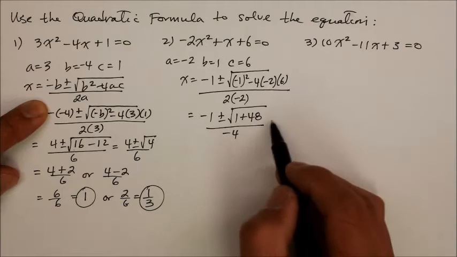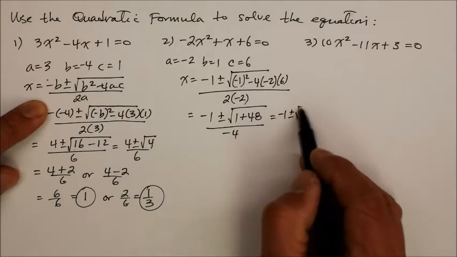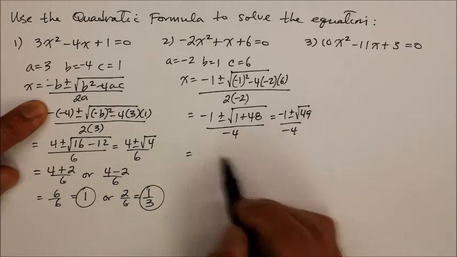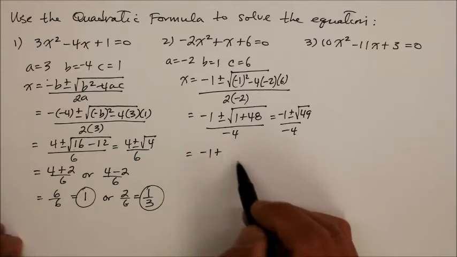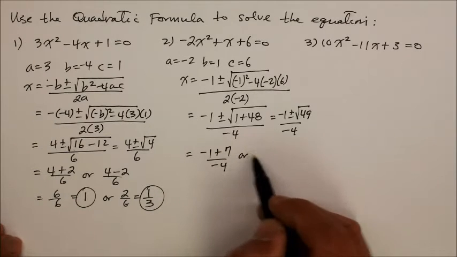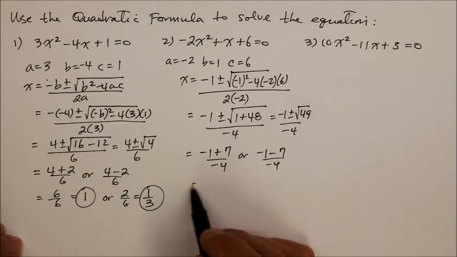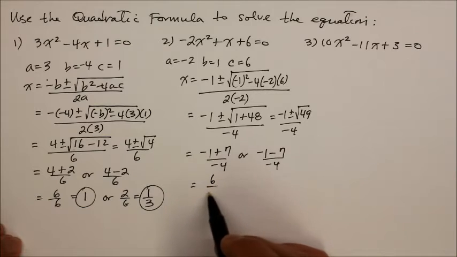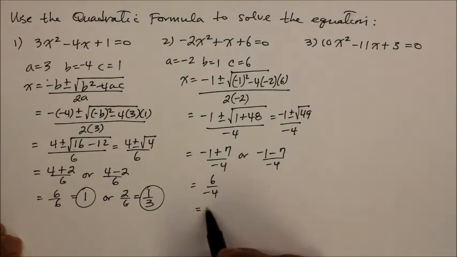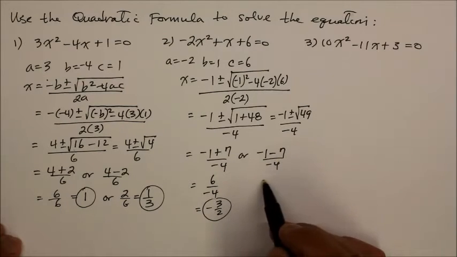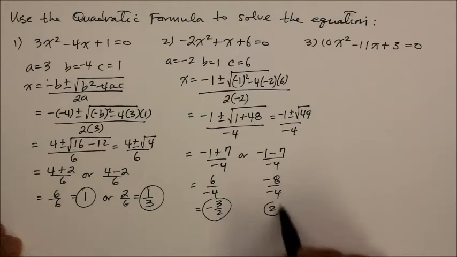And you know what 1 plus 48 is? It is simply the square root of 49. That's a perfect square. And you know what the square root of 49 is. So we get negative 1 plus 7 over negative 4, or negative 1 minus 7 over negative 4. Evaluate: negative 1 plus 7 is 6 over negative 4, which becomes negative 3 over 2, divisible by 2, of course. Negative 1 minus 7 is negative 8 over negative 4, and the negative becomes positive. 8 over 4 is 2. So those are your two solutions for number 2.